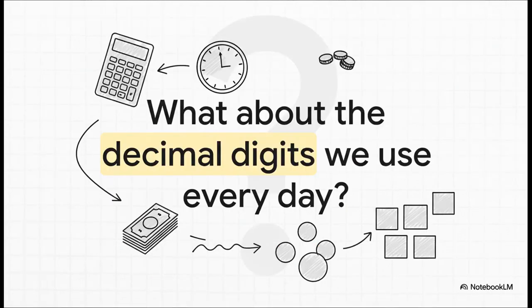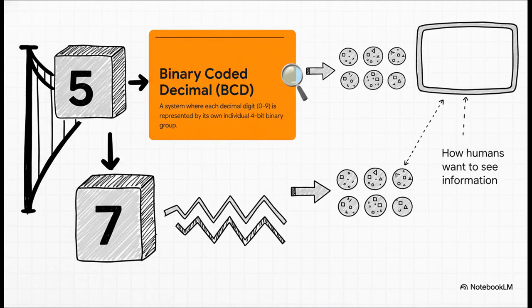Okay, let's be practical for a second. We live in a decimal world. When you punch the number 7 into your calculator, you expect to see a 7 pop up on the screen, not 0111. So how do computers manage to bridge that gap and handle our numbers the way we see them? The solution is this really clever system called binary coded decimal, or BCD for short. And what it does is, instead of converting a whole number like, say, 57 into one long binary string, BCD just takes each digit, the 5 and the 7, and gives each one its own private 4-bit binary code. It's a fantastic and crucial bridge between the computer's native language and ours.